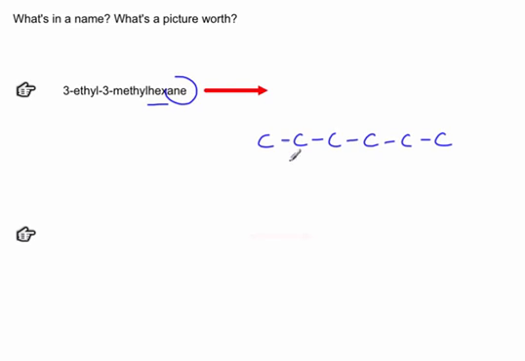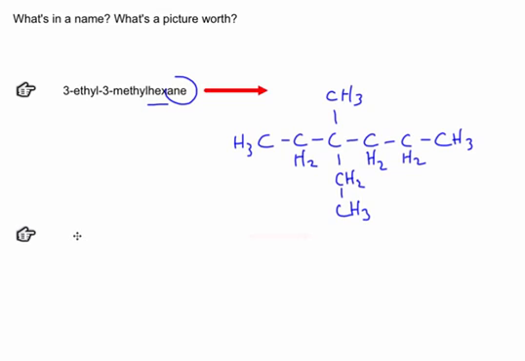There is a methyl group on carbon 3, so I'm going to count 1, 2, 3. There's carbon 3. I'm going to draw a methyl group, and that's what a methyl group looks like. On carbon 3, there's also an ethyl group, so I'm going to draw an ethyl group on carbon 3, and that's what an ethyl group is. Now I'm going to attach a bunch of hydrogens. And there is my structural diagram for 3-ethyl-3-methylhexane.